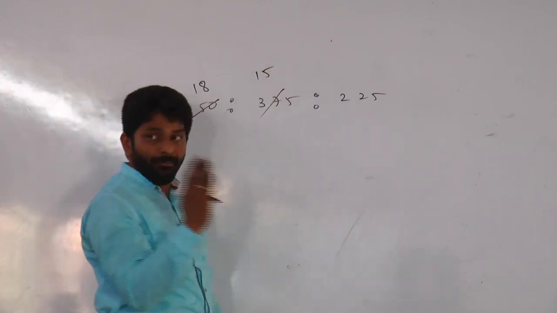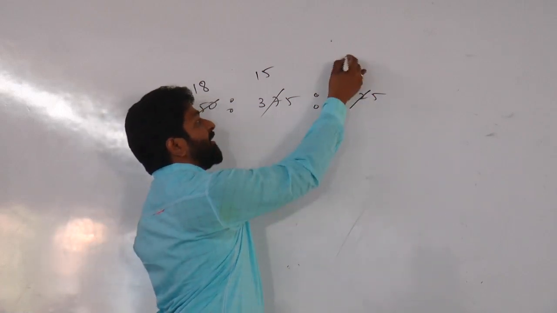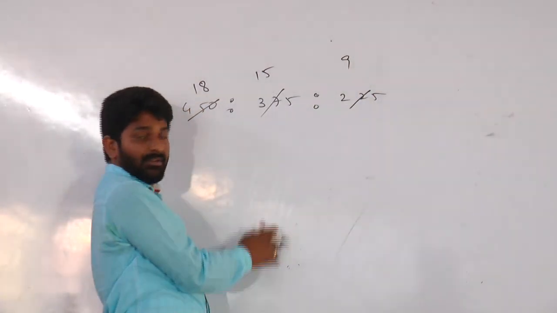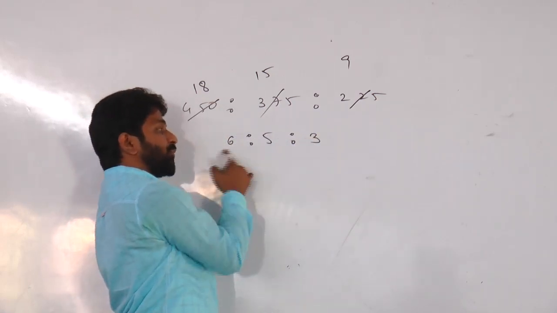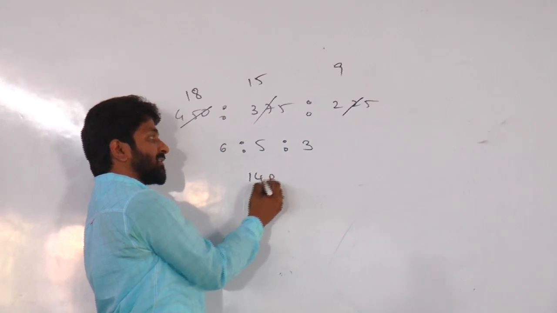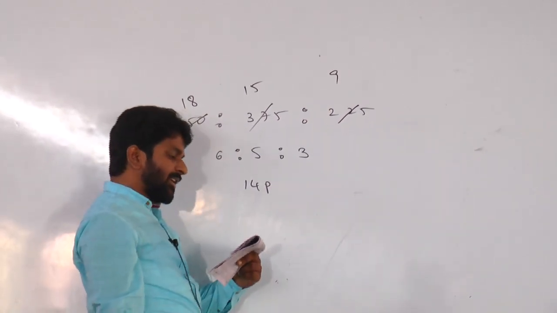Cancellation with 3 again: 6 times, 5 times, 3 times. Total number of parts 14 parts. And the other guy, Anil, is getting 3 parts.